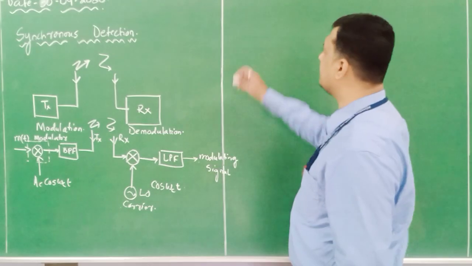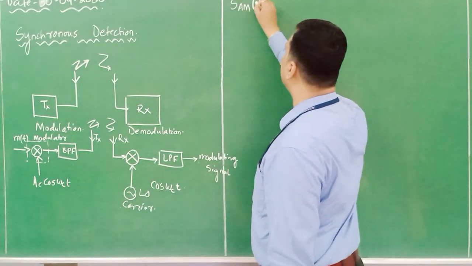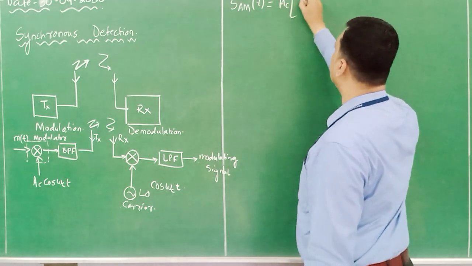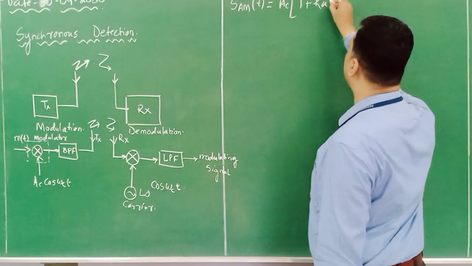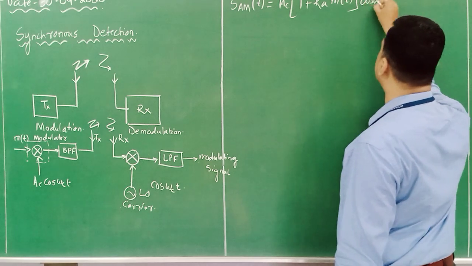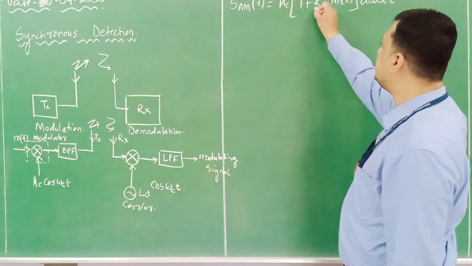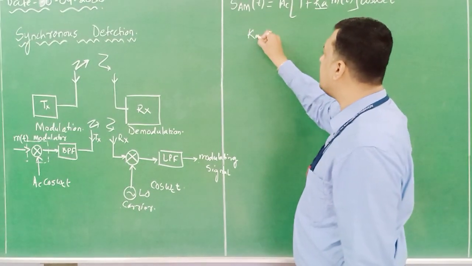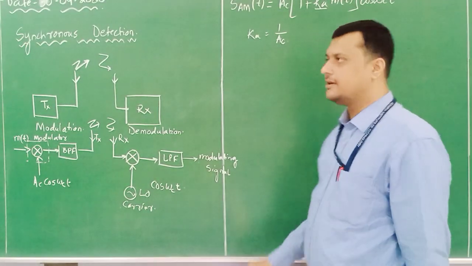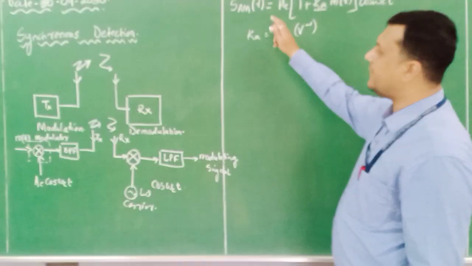So let us consider the AM signal which we are going to transmit. S_AM(t) = A_c [1 + k_a m(t)] cos omega_c t. So this is the modulated signal I am going to transmit. Now what is this k_a? k_a is called the amplitude sensitivity, which is equal to A by C, whose unit is volt inverse. Okay, so this is my AM equation.